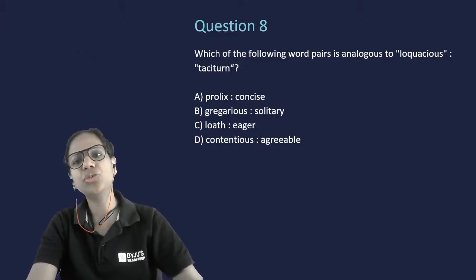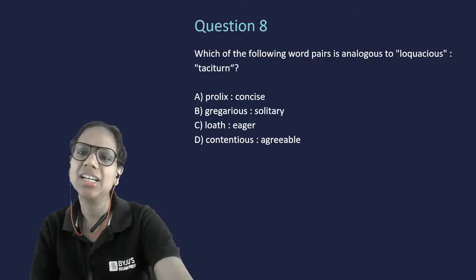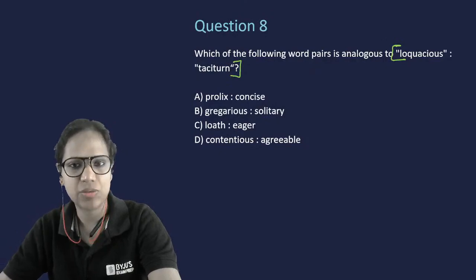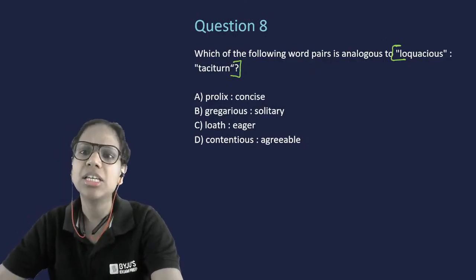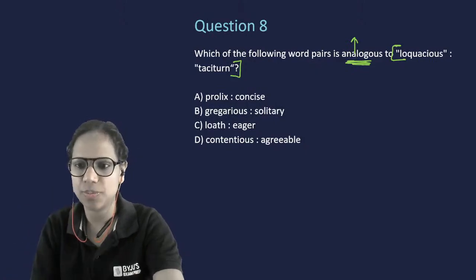All right. So which of the following word pairs is analogous to loquacious and taciturn? So loquacious is to taciturn. This is the relationship that is given to us. We have to find a similar relationship, and analogy means a similar relationship.